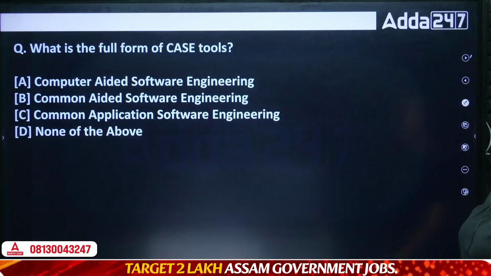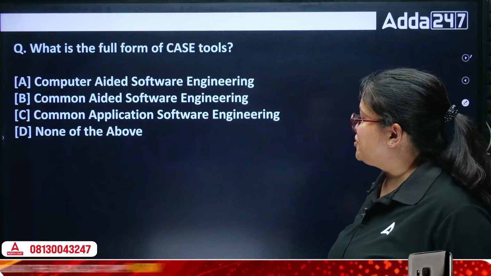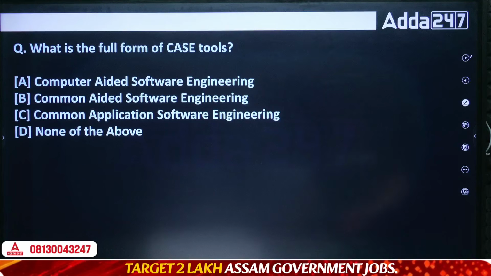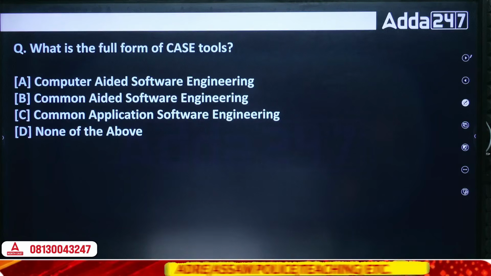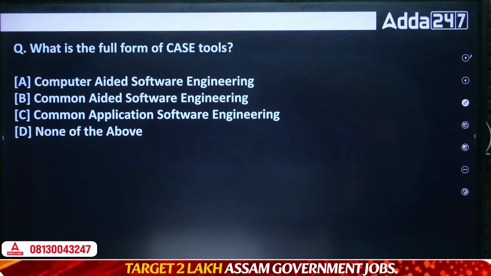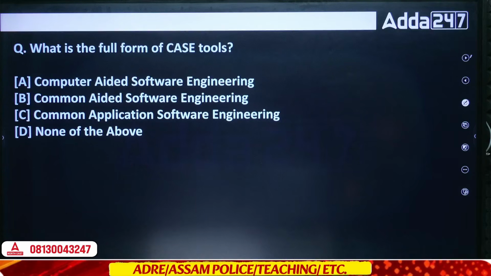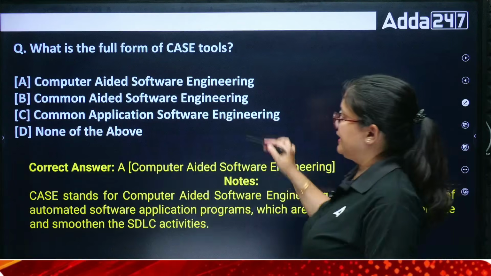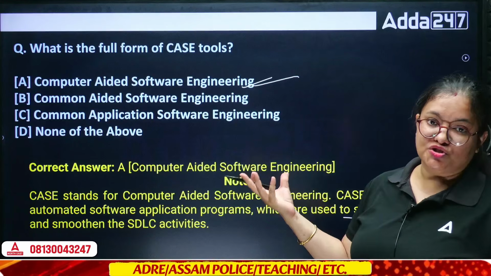Okay. Next, what is the full form of CASE tools? Whenever we talk about CASE, what is the full form of CASE? Computer aided software engineering, common aided, common application, or which will be the answer? Yes, whenever we talk about CASE tools, the answer is computer aided software engineering. These are mainly used to support, accelerate and smoothen the functions of the computer.